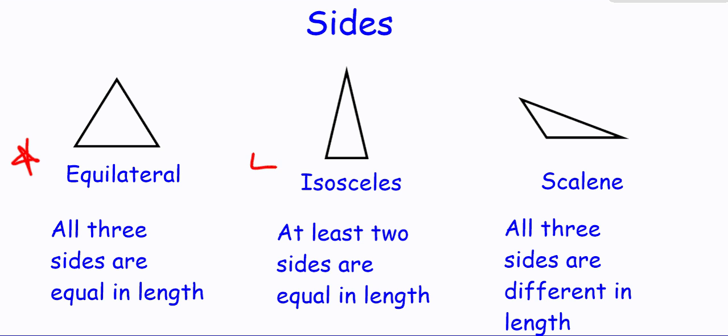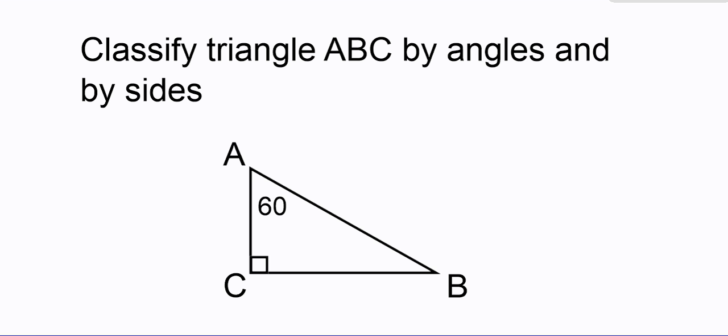Triangle number 2 for your viewing today is what's known as an isosceles triangle. Isosceles triangles have at least two sides of equal length. And finally, but not least, we have contestant number 3, which would be a scalene triangle. All three sides are different in length. So we have these classifications of our triangles. So that's one way to classify triangles, by their sides.